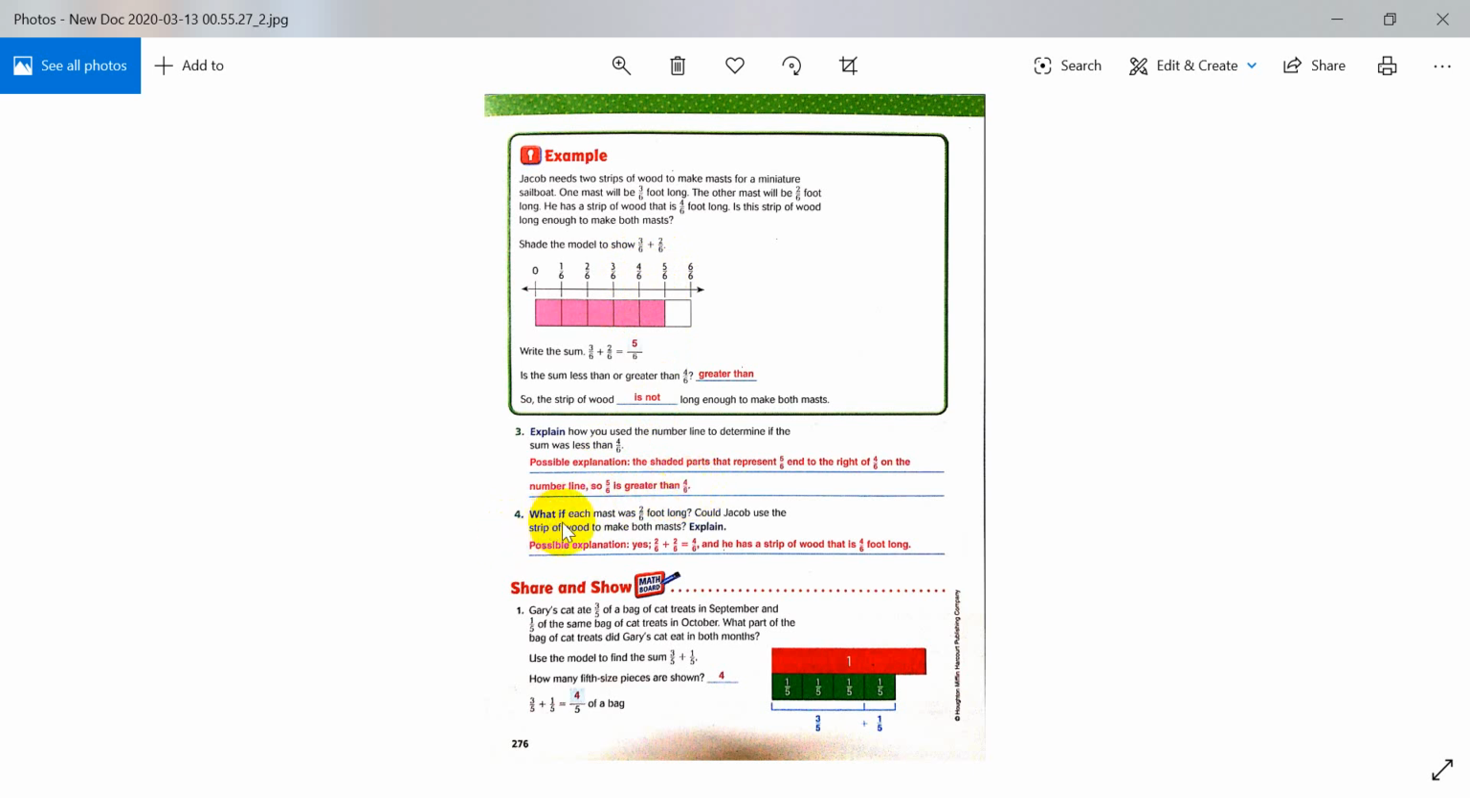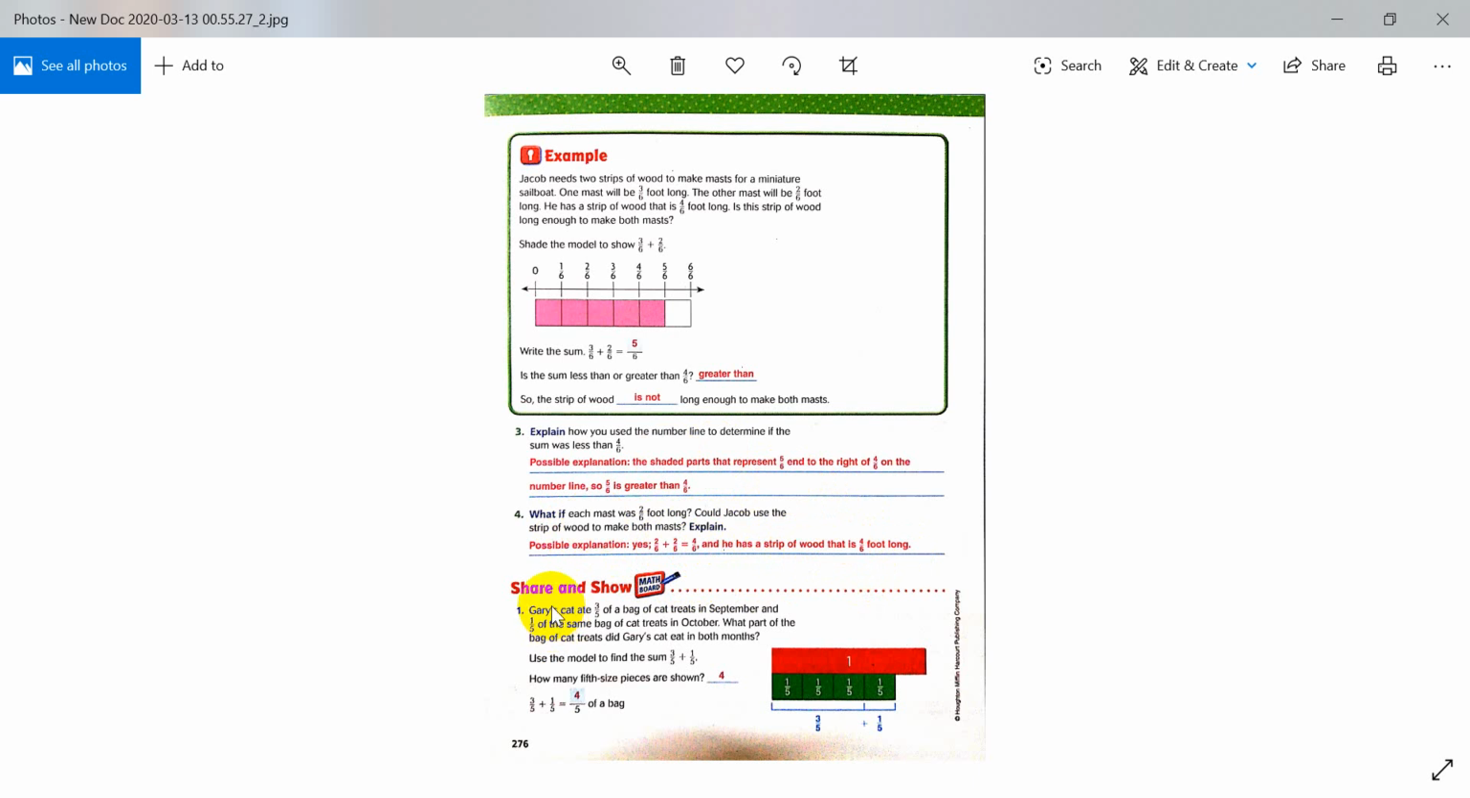Question number 4. What if each mast was 2/6 foot long? Could Jacob use the strip of wood to make both masts? Explain. If two masts here are 2/6 foot long each, then 2/6 plus 2/6 gives me 4/6, and he has a strip of wood that is 4/6 foot long. Yes, the answer is yes, because 2/6 plus 2/6 equals 4/6. Okay, and he has a strip of wood that is 4/6 foot long.